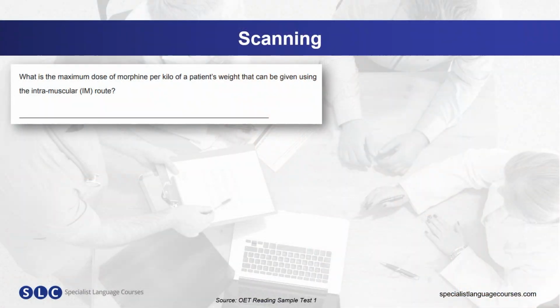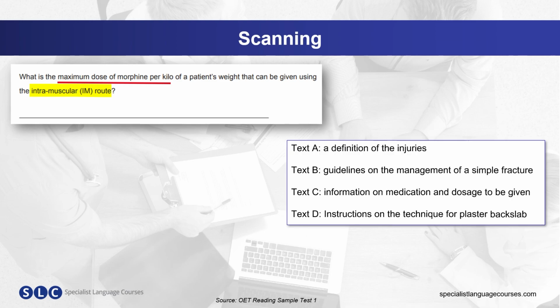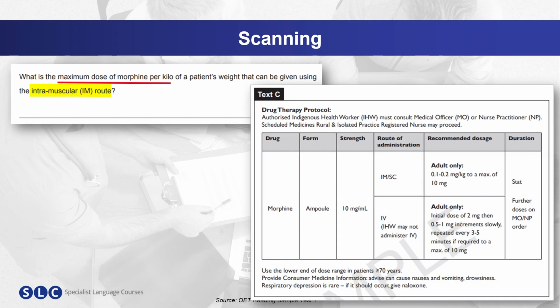Okay, so let's try that again for the next question. First, look at the question. We can see we need to look specifically for the maximum dose of morphine per kilo, and the other keywords which will help us is through the IM intramuscular route. From the titles of the text, we can see that we're most likely to find this in text C. So you try. Scan to find the information about morphine dosages and the intramuscular route. What do you think the answer is?